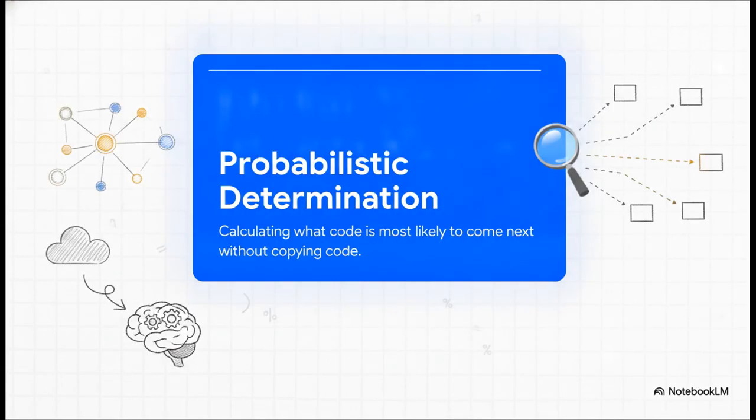It uses a fascinating concept called probabilistic determination. Now, the AI models were definitely trained on public code, but they don't actually contain a giant searchable database of that code. When Copilot gives you a suggestion, it isn't copying and pasting from some random person's GitHub. Instead, it's looking at your current context and calculating a mathematical probability of what text is most likely to come next. So it's predicting, it's not copying.